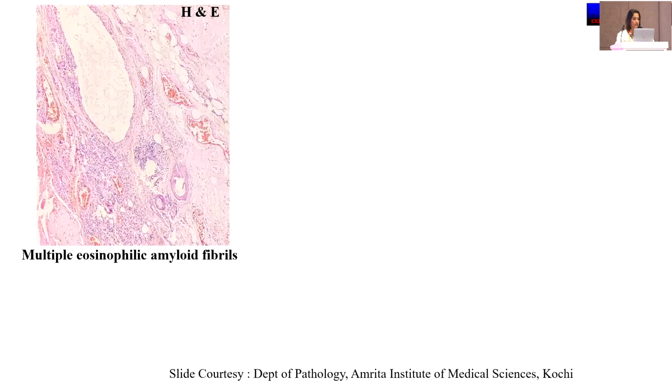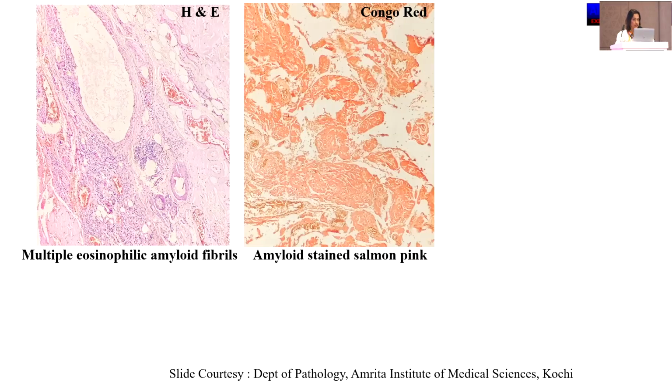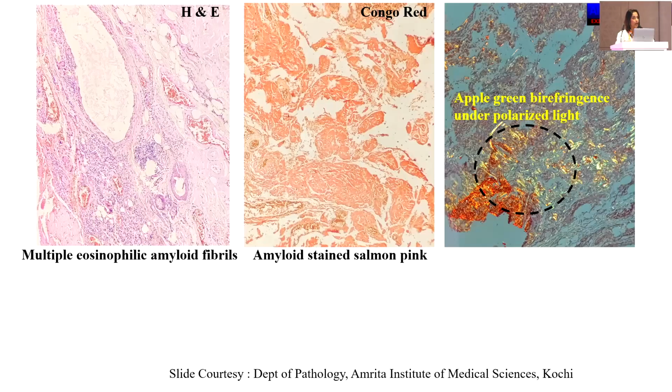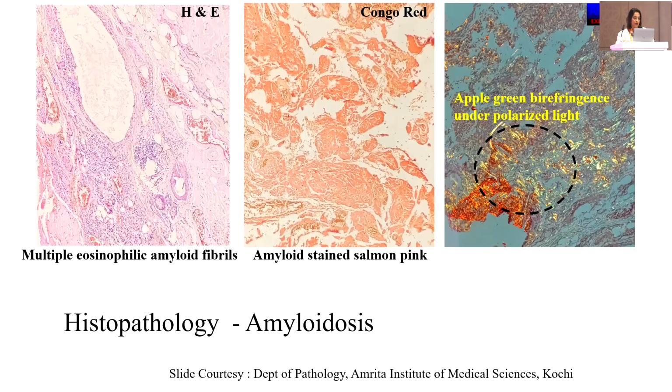Histopathology examination showed multiple eosinophilic amyloid fibrils deposition, which took up a salmon pink color on the Congo red staining, and a typical apple green birefringence was seen under polarized light microscopy. So this was a clinching diagnosis of amyloidosis.